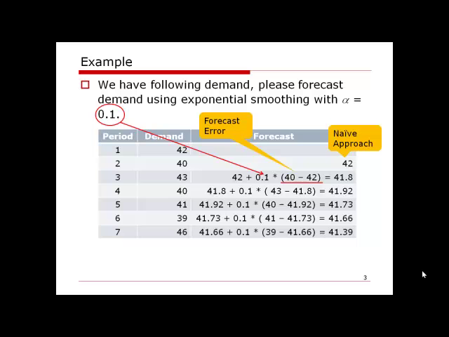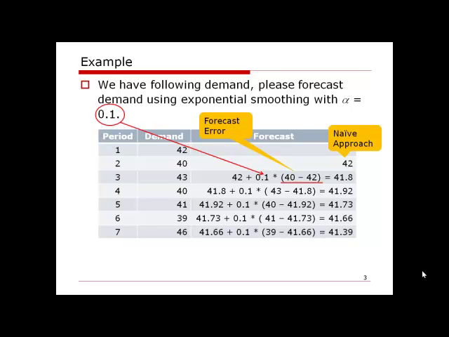Now, for the exponential smoothing, what I want to point out is, first, we cannot estimate for the first time period because we do not have any forecast at all. So usually the first time period demand will be used as the forecast for the next time period. That is why for the exponential smoothing, we always start from the second time period. We cannot start from the first time period.